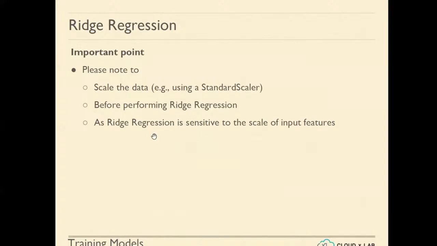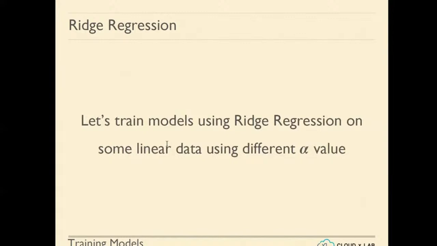We do this because ridge regression is sensitive to the scale of input. If all feature values are not on the same scale, then it will create problems in optimization, right? So we will first do feature scaling, and then we will do the ridge regression, right?